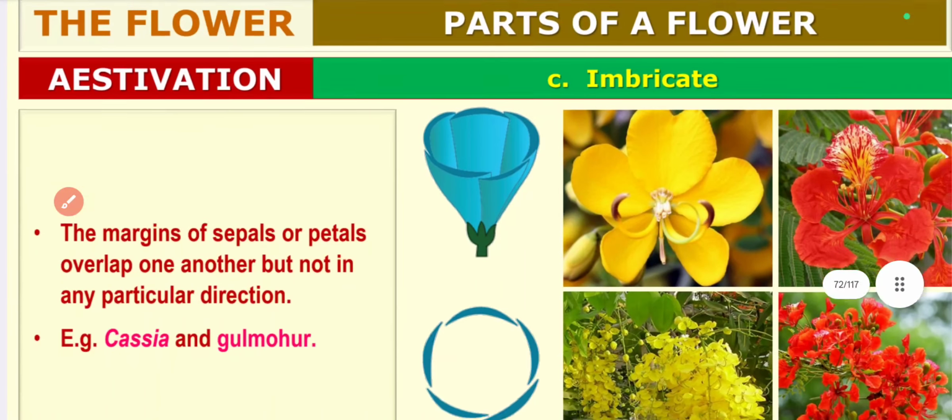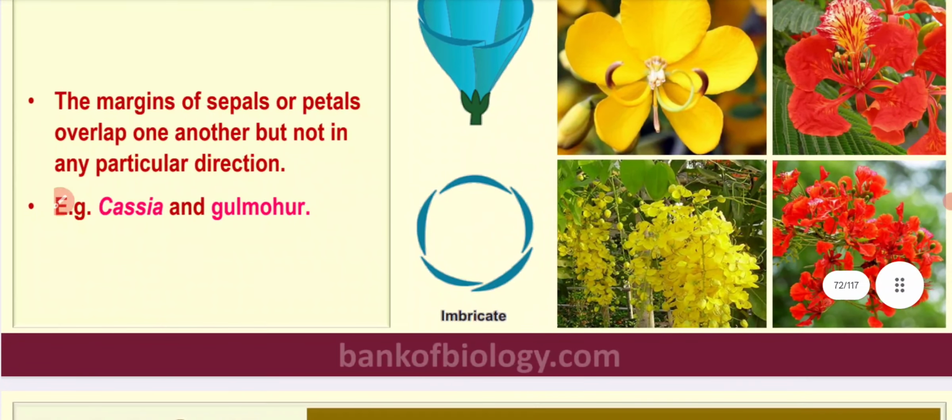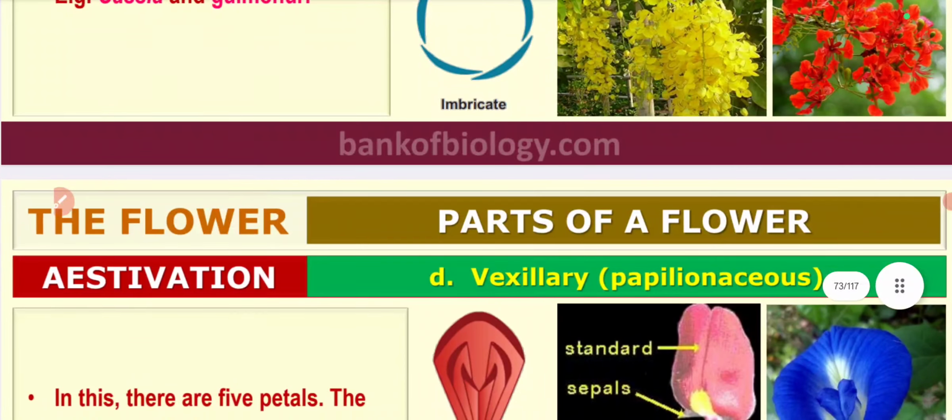Third is imbricate, where the margins of sepals or petals overlap one another but not in any particular direction. Example, cassia and gulmohar. It shows imbricate estivation.